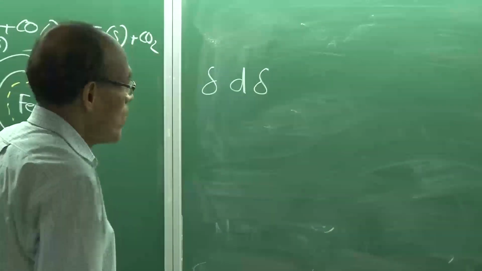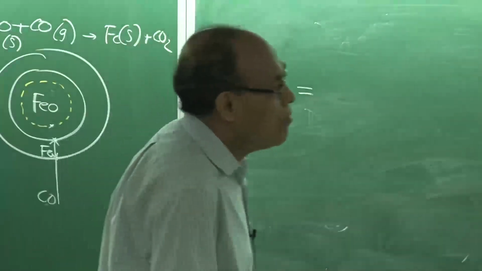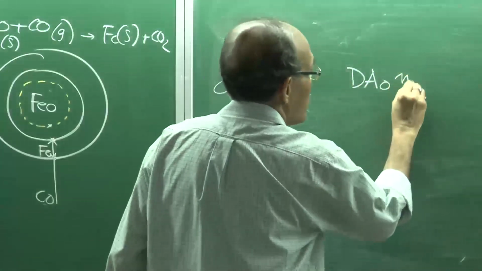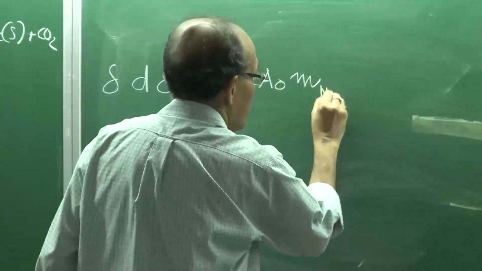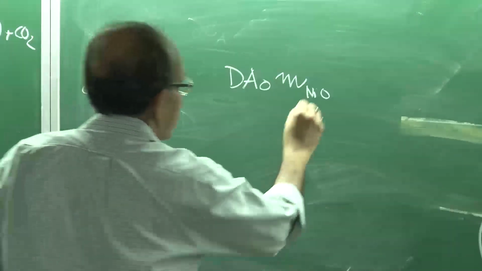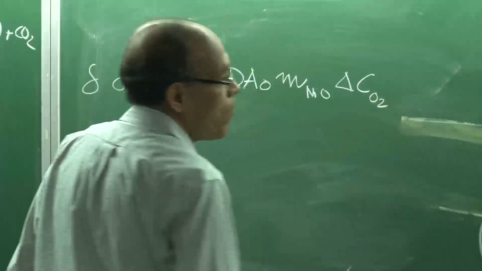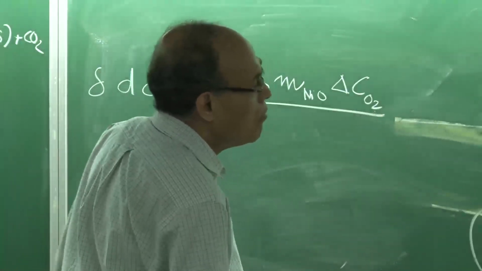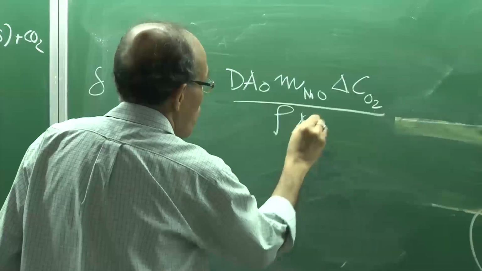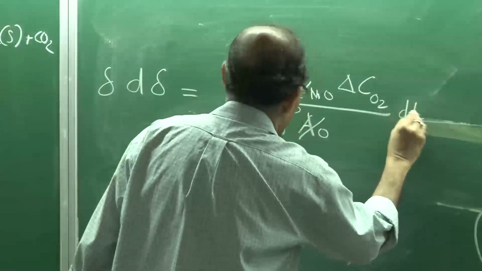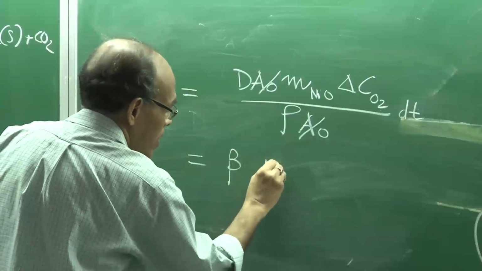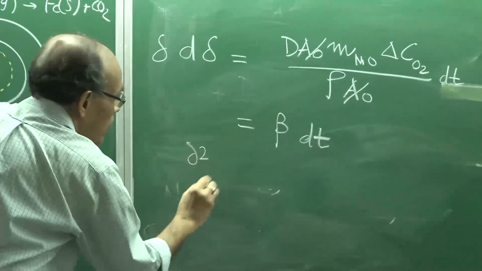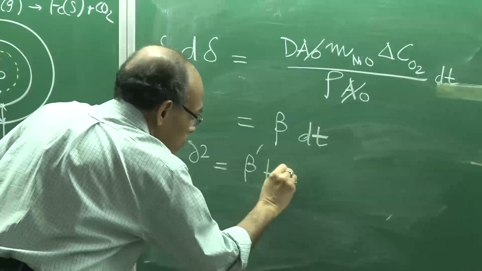into delta, and that is going to be equal to dA0 multiplied by the molecular weight, which is NiO, and then delta CO2, and then we have rho and A0. And this is equal to, you can say, beta into T. And if you integrate this, then we get delta square is equal to beta prime T plus C.